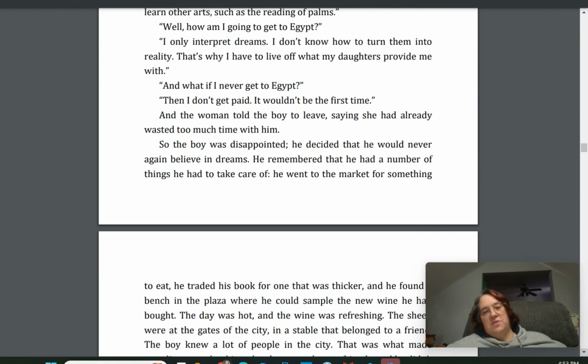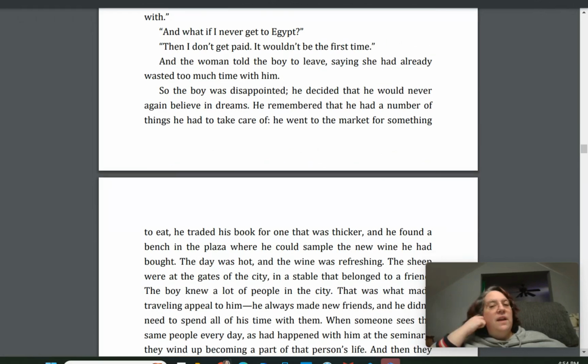I only interpret dreams. I don't know how to turn them into reality. That's why I have to live off what my daughters provide me with. And what if I never get to Egypt? Then I don't get paid. It wouldn't be the first time.